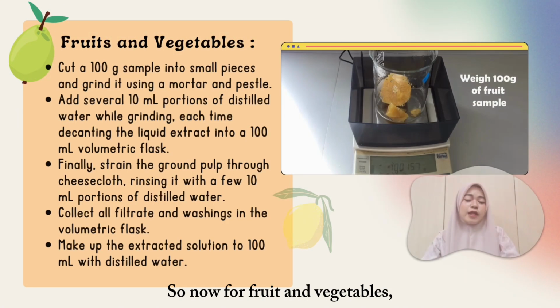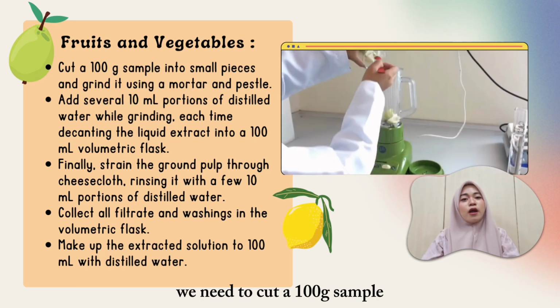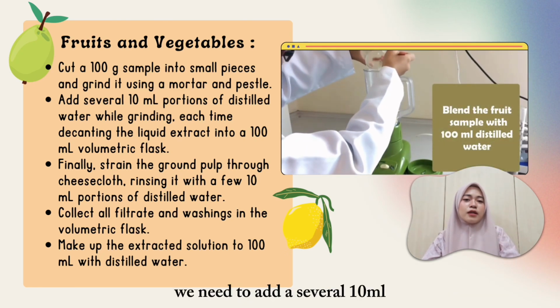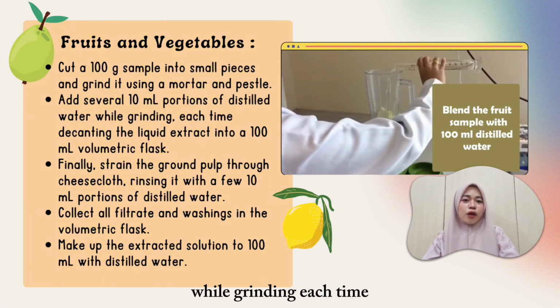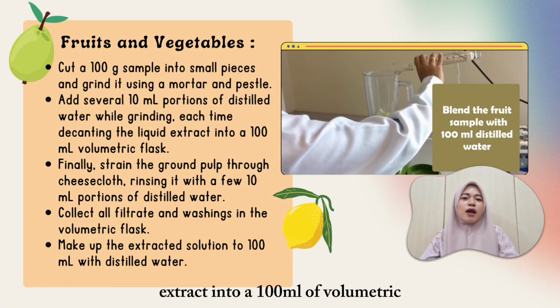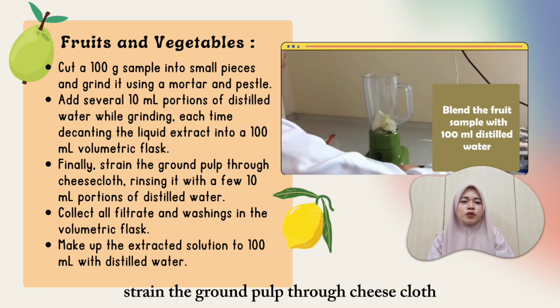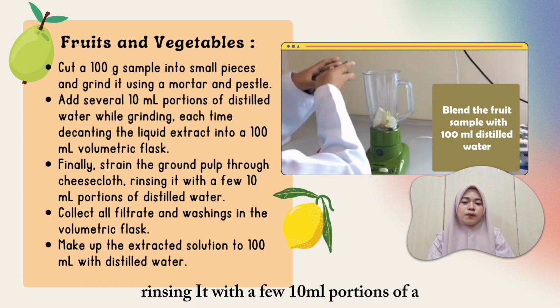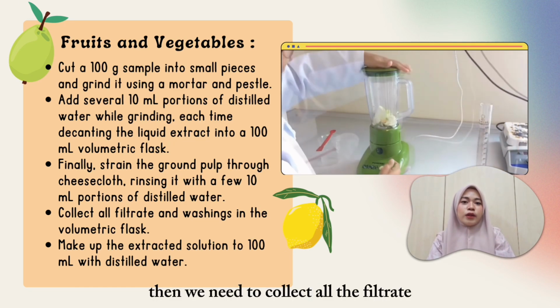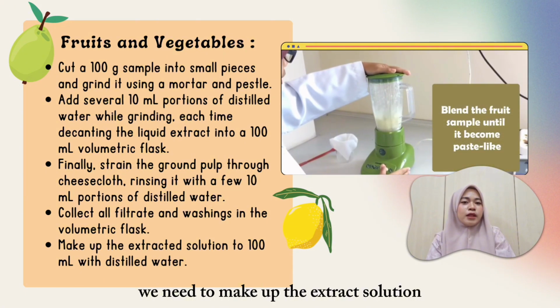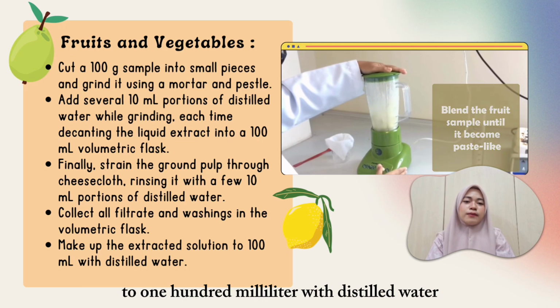So now, for fruit and vegetables. The first one, we need to cut a 100 gram sample into small pieces and grind it using a mortar and pestle. Then we need to add several 10 ml portions of distilled water while grinding, each time decanting the liquid extract into a 100 ml volumetric flask. Finally, strain the ground pulp through cheesecloth, rinsing it with a few 10 ml portions of distilled water. Then, we need to collect all the filtrate and washings in the volumetric flask. We need to make up the extract solution to 100 ml with distilled water.